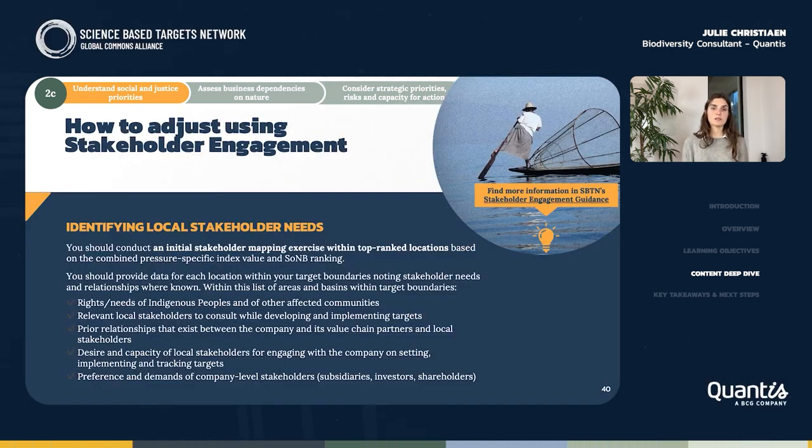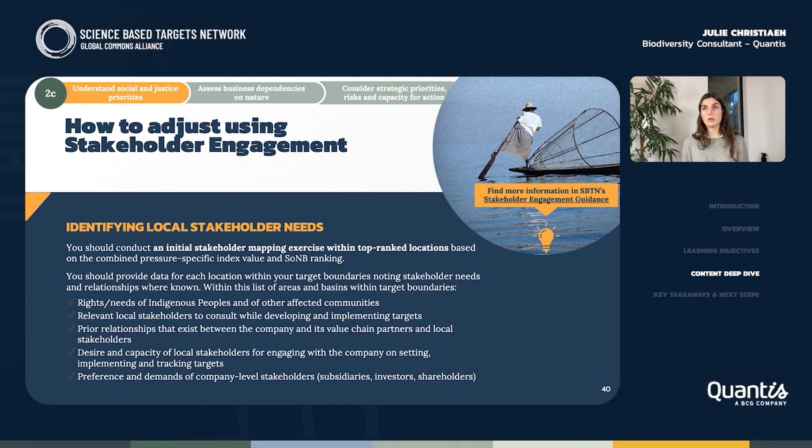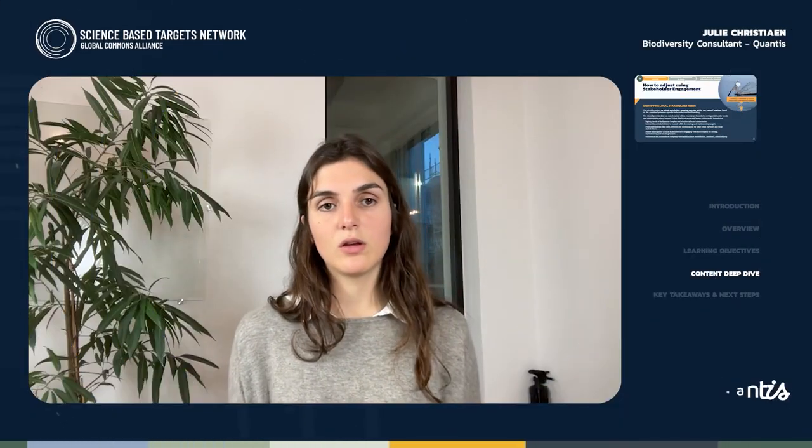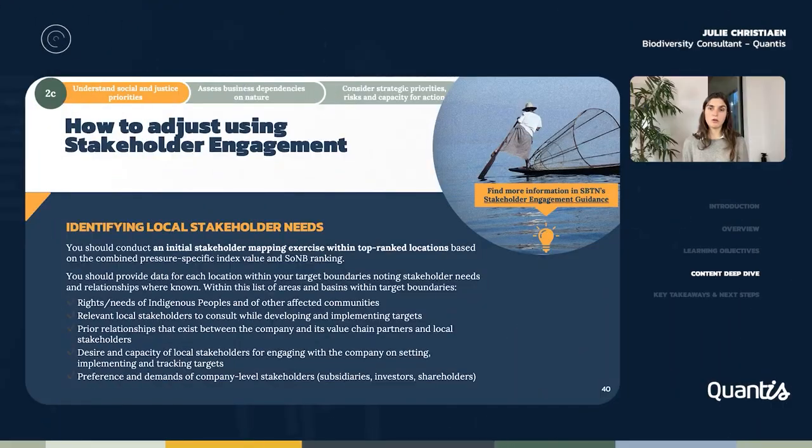Let's start with Task 6. Consideration of social and rights-based perspectives is critical to ensure that the science-based targets contribute to global goals such as those of the Global Biodiversity Framework and the United Nations Sustainable Development Goals. What's more, stakeholder rights and needs can also influence a company's prioritization of locations within some of their target boundaries, or lead to the identification of locations which should be prioritized across boundaries due to this consideration.